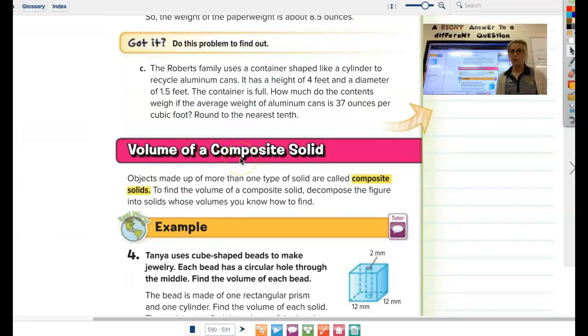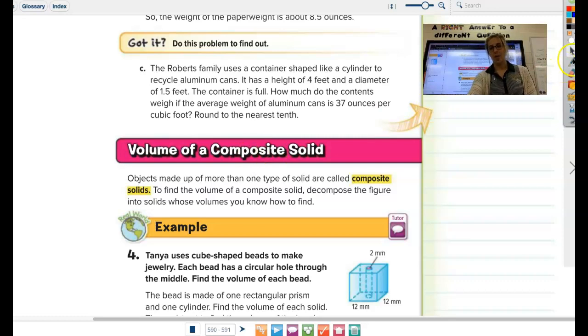All right, I'm going to do one more example with you. I'm on page 591. I'm looking at Got It C. So it says the Roberts family uses a container shaped like a cylinder to recycle aluminum cans. It has a height of 4 feet and a diameter of 1 5/10 feet. The container is full. How much do the contents weigh if the average weight of aluminum cans is 37 ounces per cubic foot? Round to the nearest tenth. So this one has a little bit of extra steps.